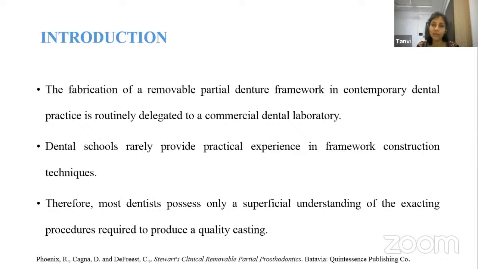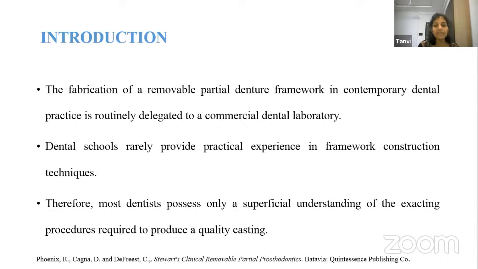So, he is the one who will make the diagnostic impression and do the necessary survey and design drawing of the framework, and then the entire information is given to the laboratory technician for the construction of the partial framework.